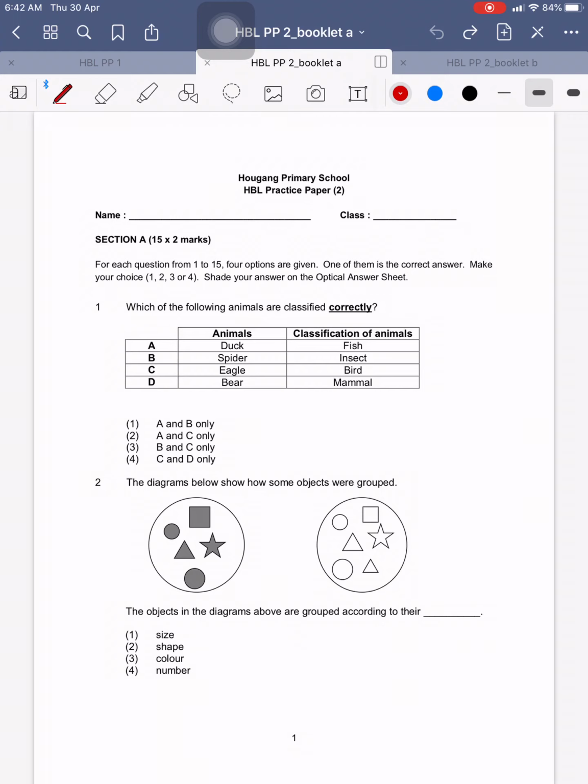Okay, good morning, students. Today we'll be going through HBL practice paper 2. Now let's start with our section A, 15 MCQ questions.